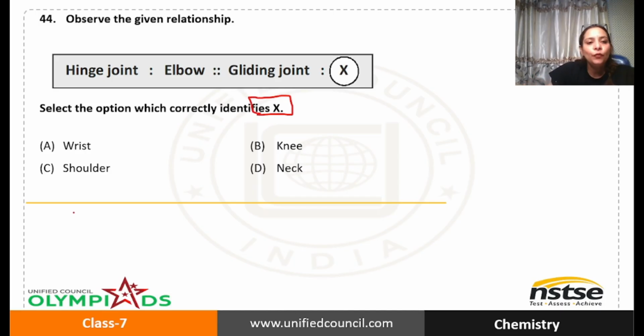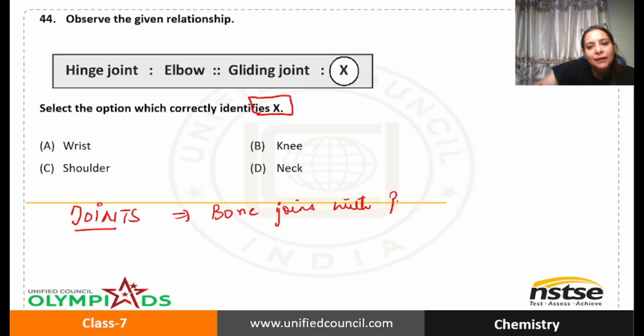Before we move ahead towards the solution, let me tell you what joints are. A joint is that part where a bone joins with another bone, or you can say where a bone meets another bone. When two bones are joined together, it forms a joint. Suppose these are two bones linked together like this, so this particular thing is a joint. Now we have different types of joints. Like a hinge joint is a joint where back and forth movement can occur.